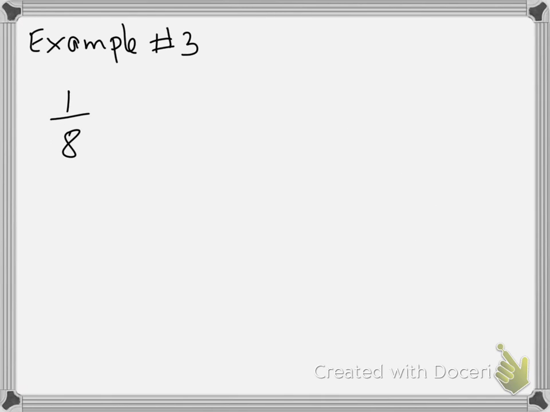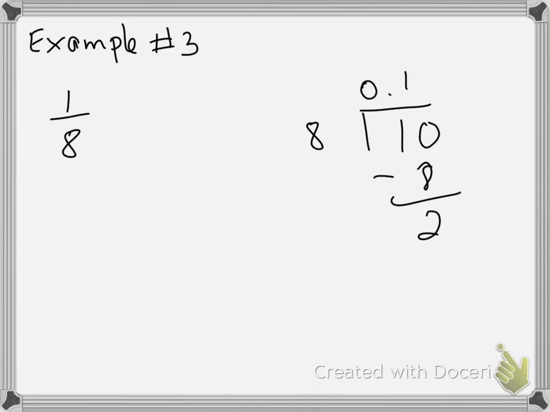Alright, example number 3, I have 1/8. 1 goes inside the box, 8 comes outside. How many times does 8 go into 1? You can't. You add a placeholder, you start with the decimal. 1, 8, you subtract, that's 2. You add another placeholder, that's going to be 2.